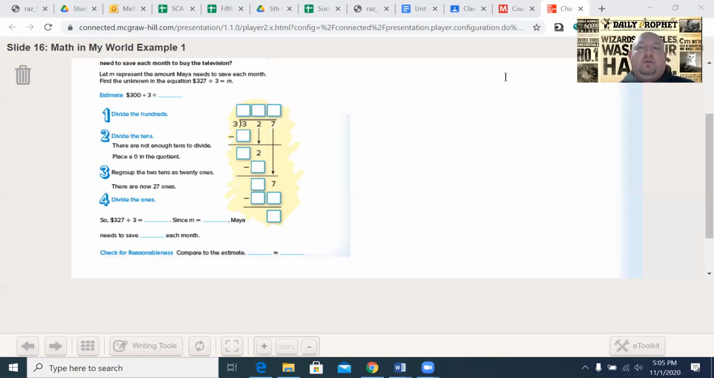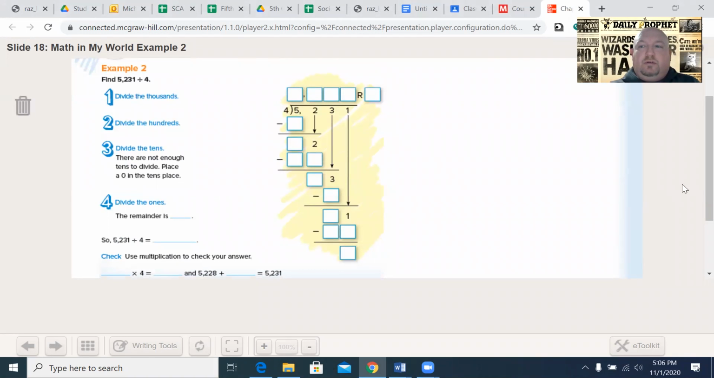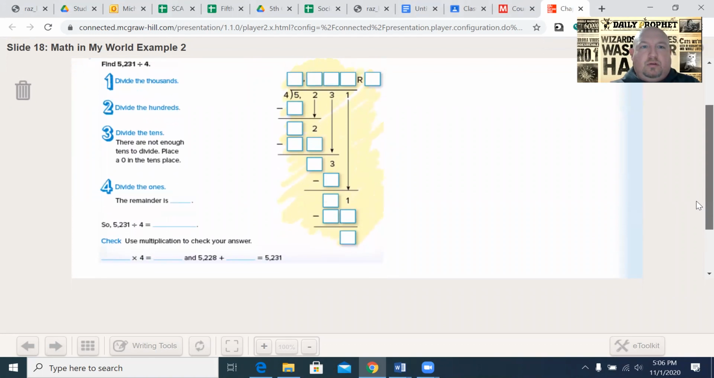I'll clear the drawings. Let's get to the top of the next page, which is 216 in your packet. Let's see, we did all right. Example, niche. We're going to divide 5,231 by 4. And now we have a thousands place because we have ones, tens, hundreds, thousands. I get my annotation tool. And even though it's a bigger number, it isn't any more difficult. It's longer, but not more difficult.